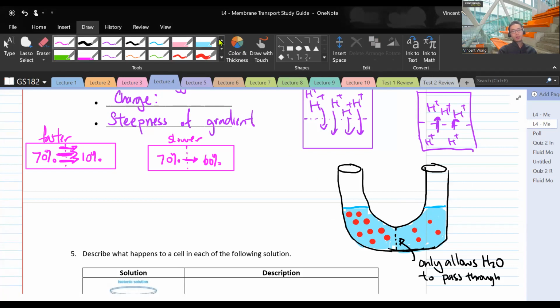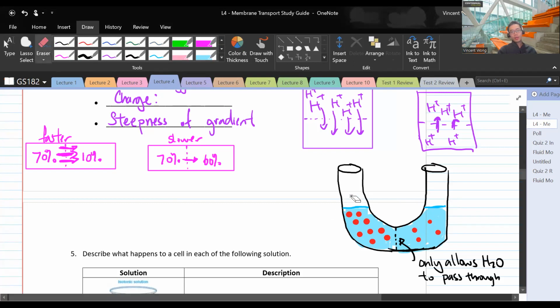So here is my question. What is going to happen to the water level here? Is it going to go up? Water level, this is going to get more water. Is it going to go down? Or is it going to be no change?